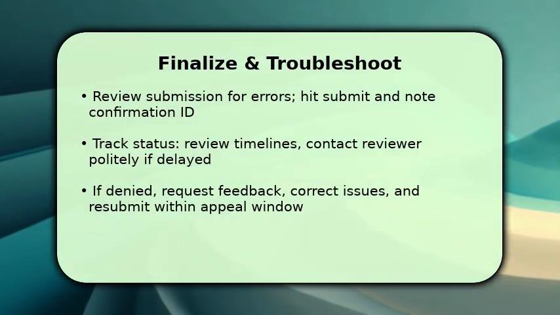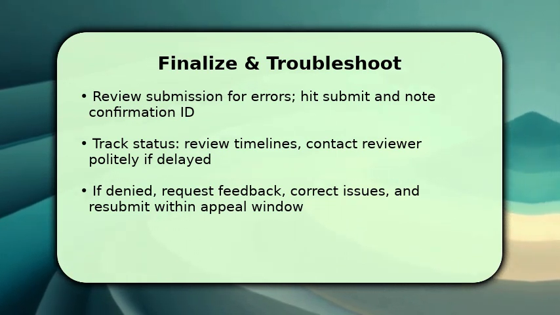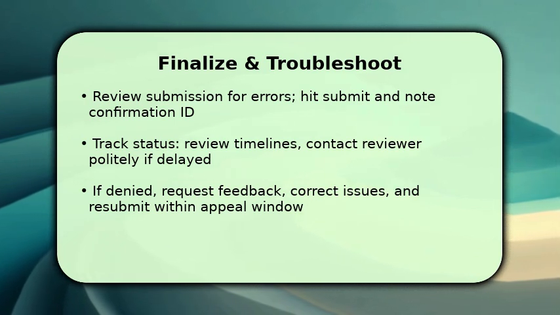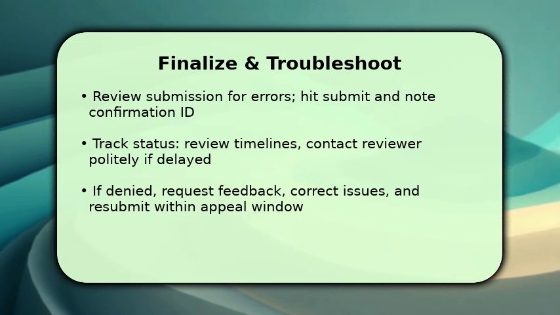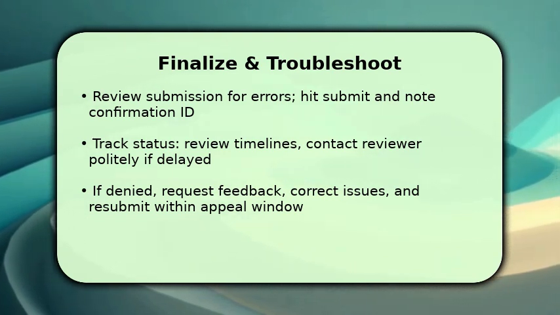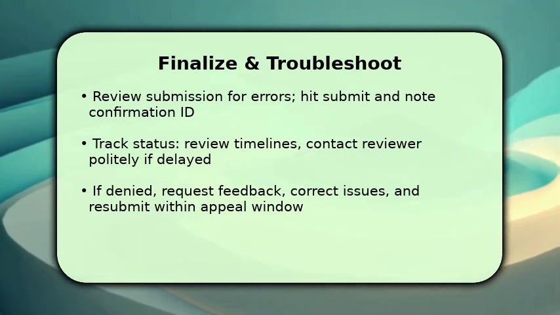Once submitted, monitor the review status and timelines. If progress stalls, contact the reviewer politely with your ID and concise questions. If your request is denied, immediately request written feedback, correct the identified issues, such as missing evidence or misinterpreted work, and resubmit within the appeal window.